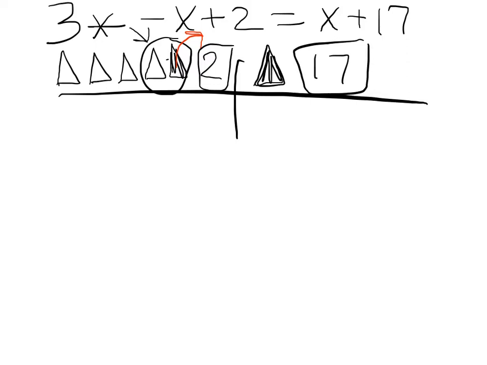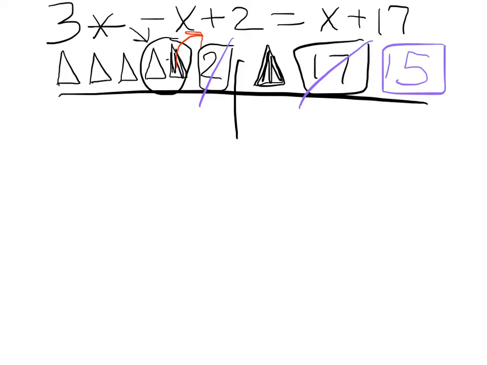Now what I want to do in order to solve the problem is first get the number cubes on only one side of the scale. In order to do that, I'm going to take the value of 2 from each side. On this side, I end up with a value of 15.